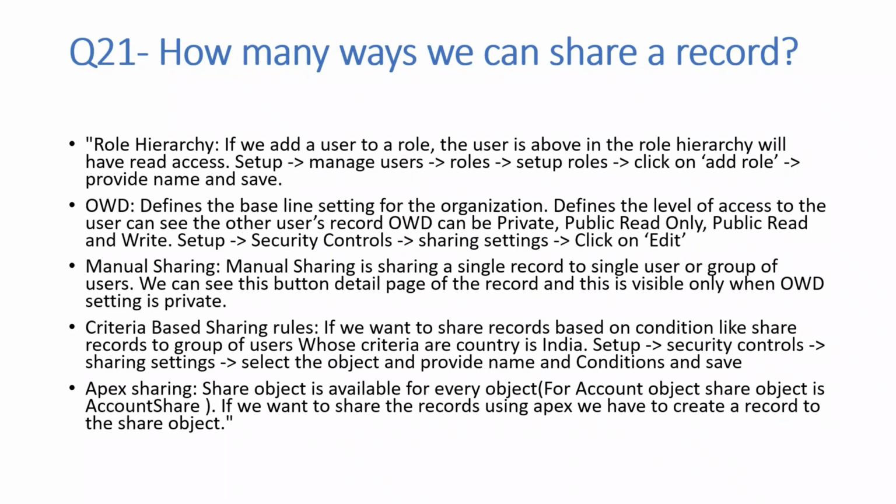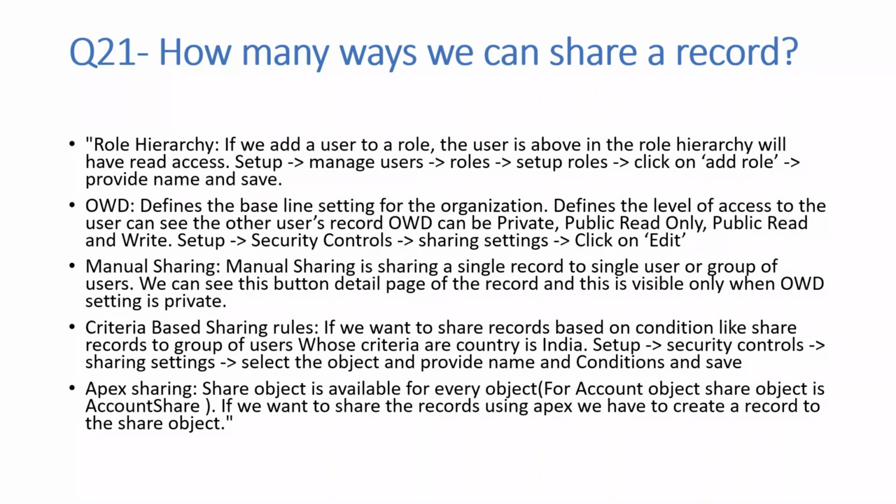And OWD defines the baseline setting for the organization. So it stands for org-wide defaults. It defines the level of access to the user, whether they can see the other user's record. If OWD is set to private, we cannot see other users' records. So public read only will give you the read access, and public read and write will open up the access to other users' records.